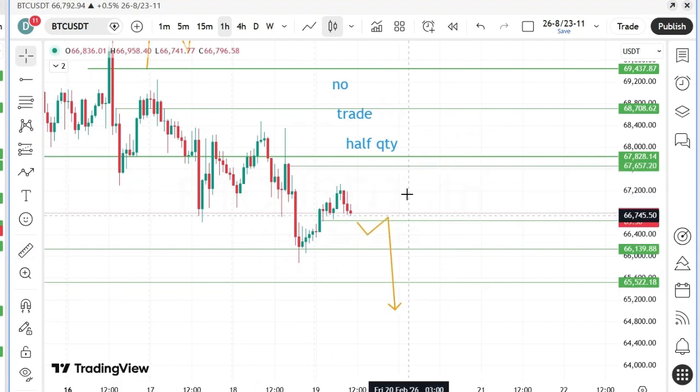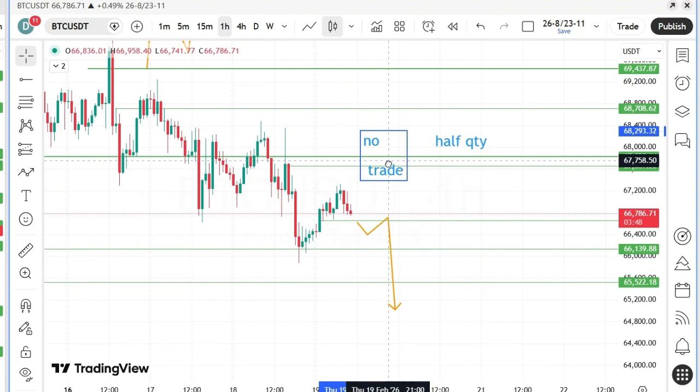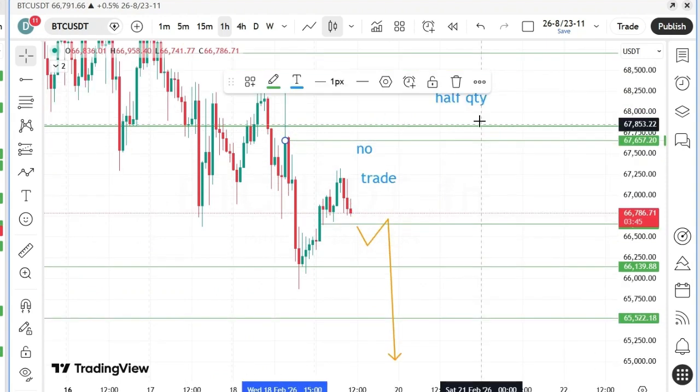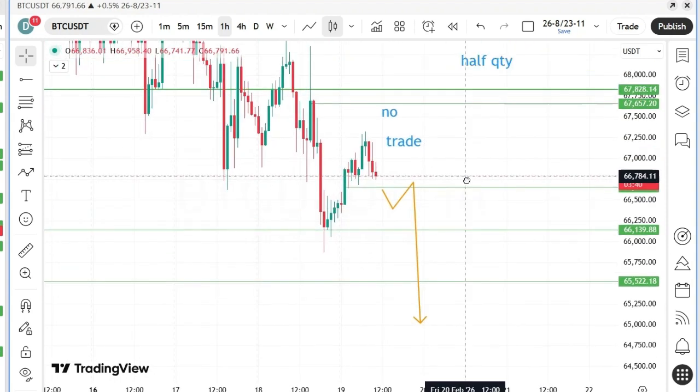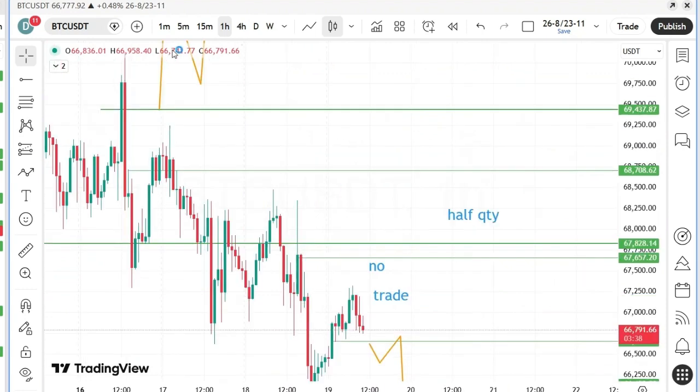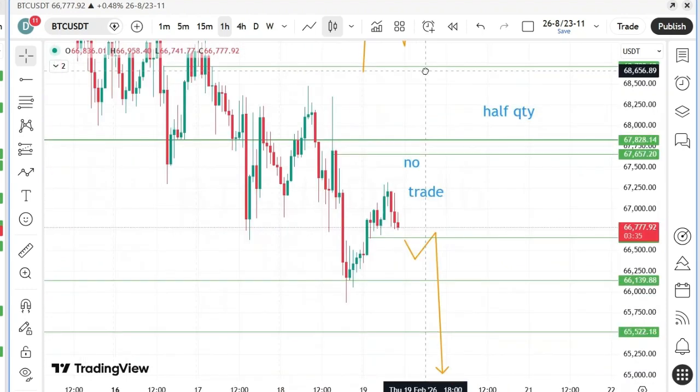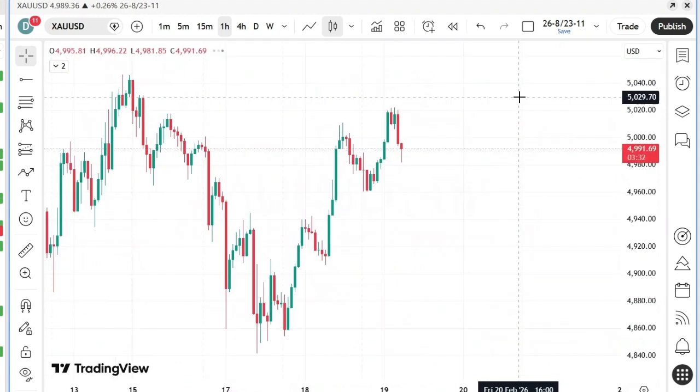So below this level you have to look for selling opportunities. This will still remain a no trade zone, reason being it is a very volatile area, and if it comes below this level you can get a good opportunity, and above this level only we have to look for buying opportunities, and if it remains in this territory, better take in half quantity.